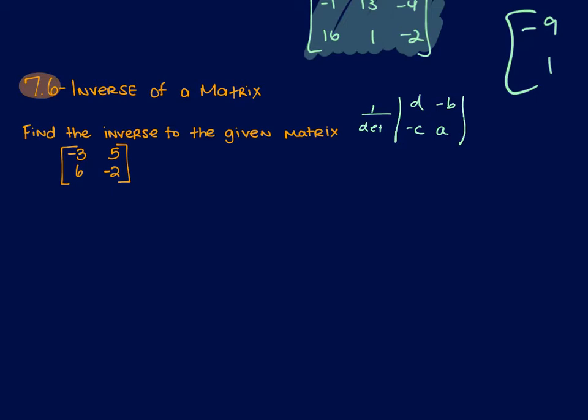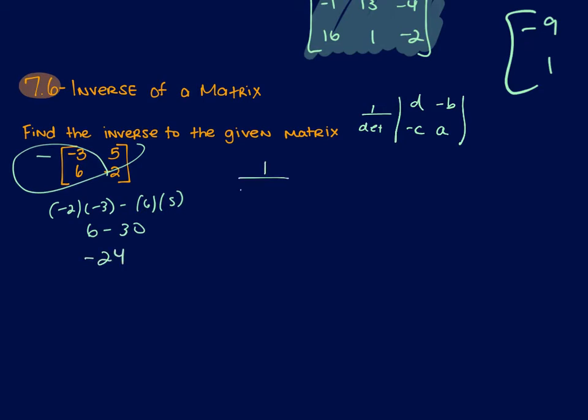So for this example, negative 3, 5, 6, negative 2, we do the little fish. Negative 2 times negative 3 minus 6 times 5. 6 minus 30 will give me negative 24. And then I do 1 over negative 24 times, I switch A and D, so negative 2 and negative 3 switch locations. I change the signs on B and C, so negative 5 and negative 6.